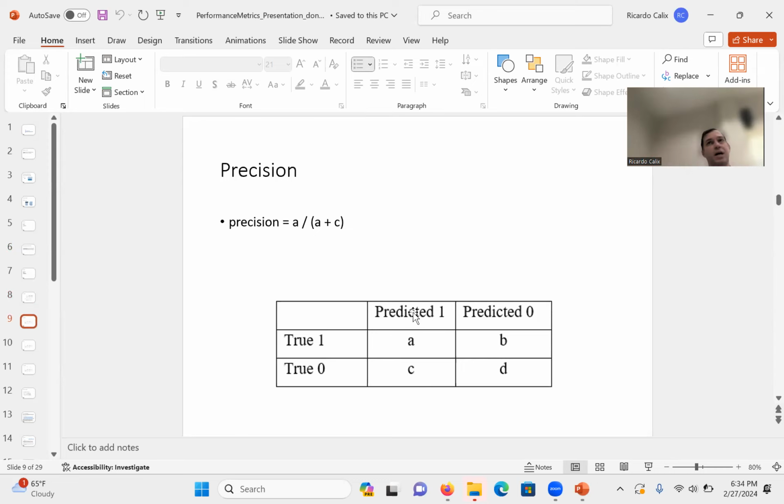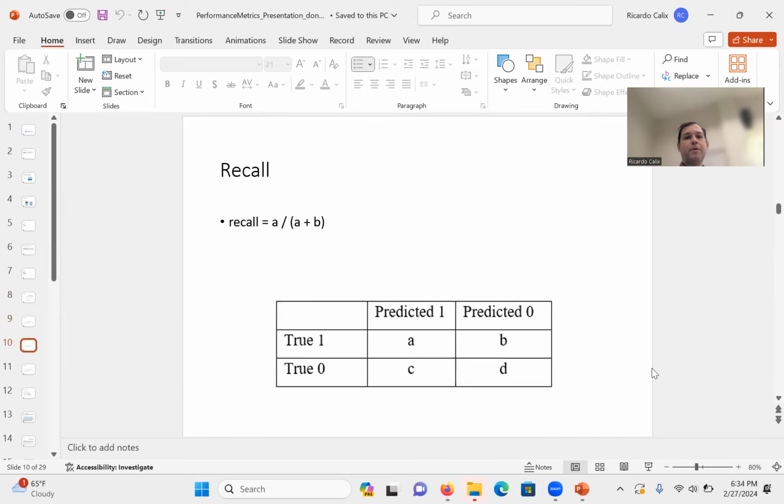But maybe sometimes precision is what you want. Right? You don't need to find all the cases in the world. You just need the ones that it finds to be very accurate. Do you see what I'm saying, guys? So that's basically precision, right? So A and C, out of the predicted, how many were correct? Does that make sense?